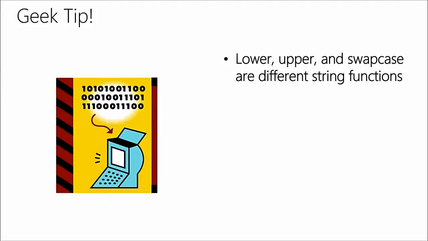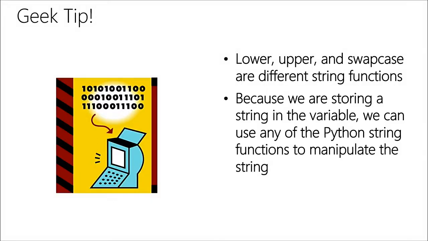So now let's go ahead and talk a little bit about some of the different things that are available. So lower, upper, swap case are different string functions. A function, again, is something with a name that will do something for us, like print and input. Upper, lower, all functions. They will do things for something. Exactly. Because we're storing that string inside of a variable, we can use any of those string functions to manipulate those strings.